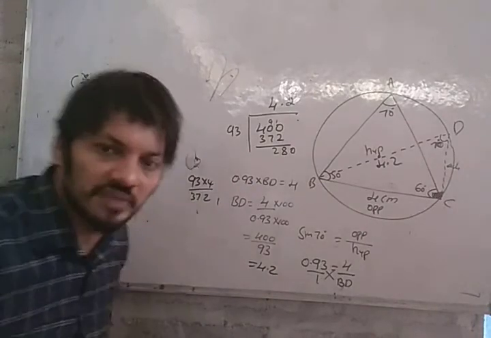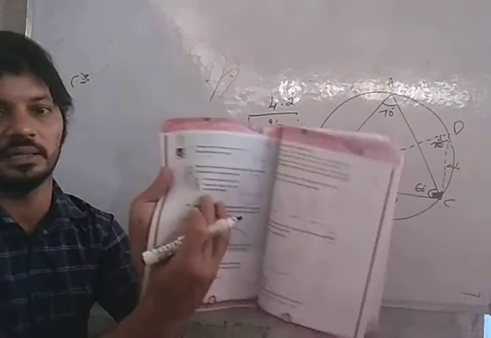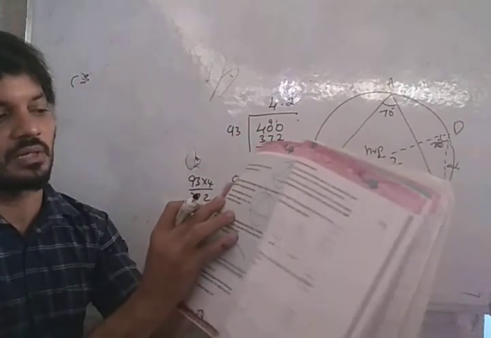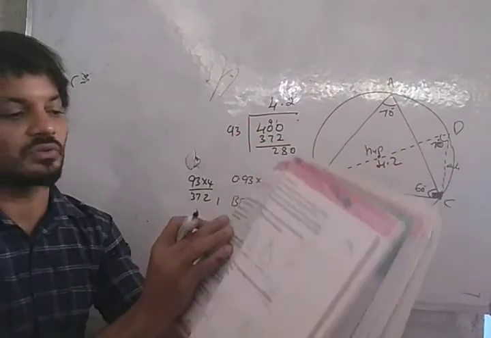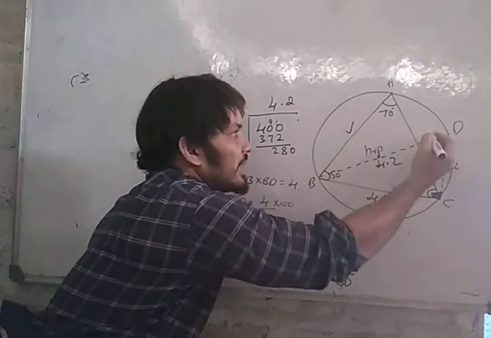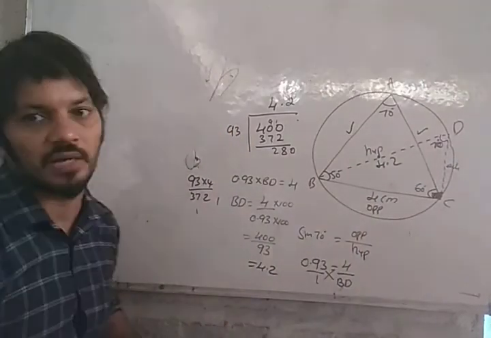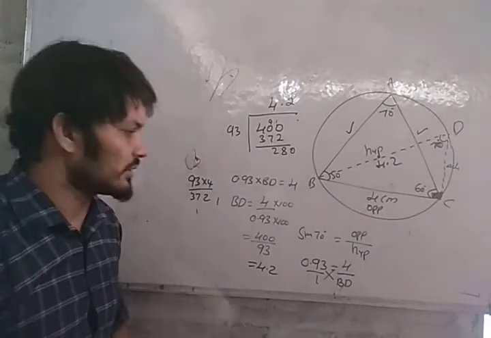Next is asking the same question. Question number 3, page number 114. Question number 3, sub question 2. Compute the length of the other 2 sides of the triangle. Other 2 sides means you have to find AB, and you have to find AC. These 2 sides you have to find.